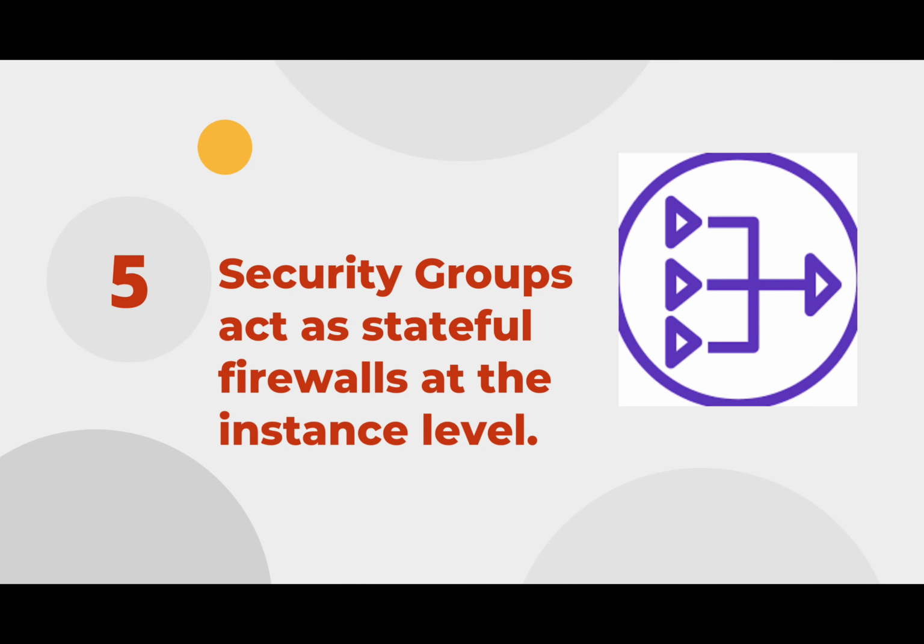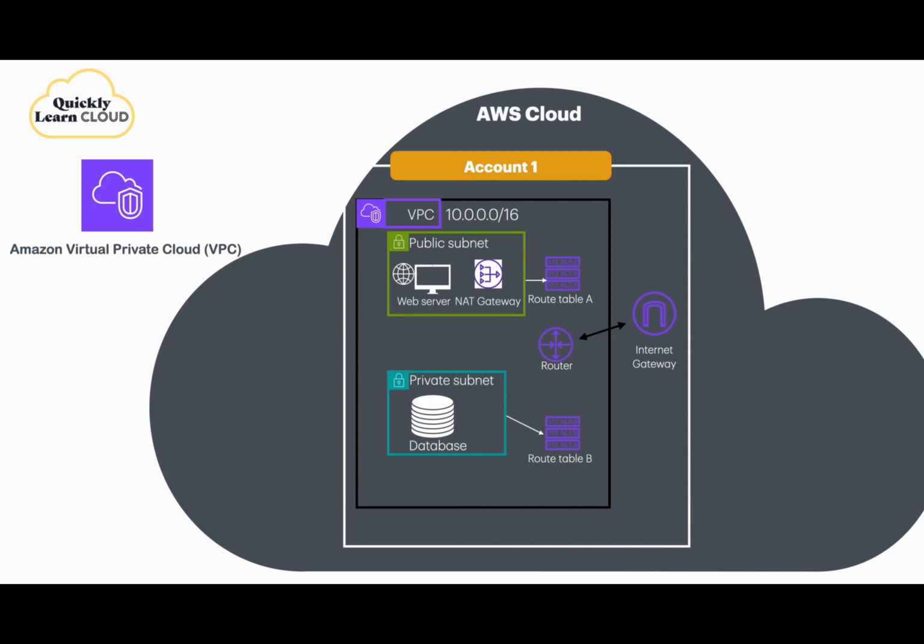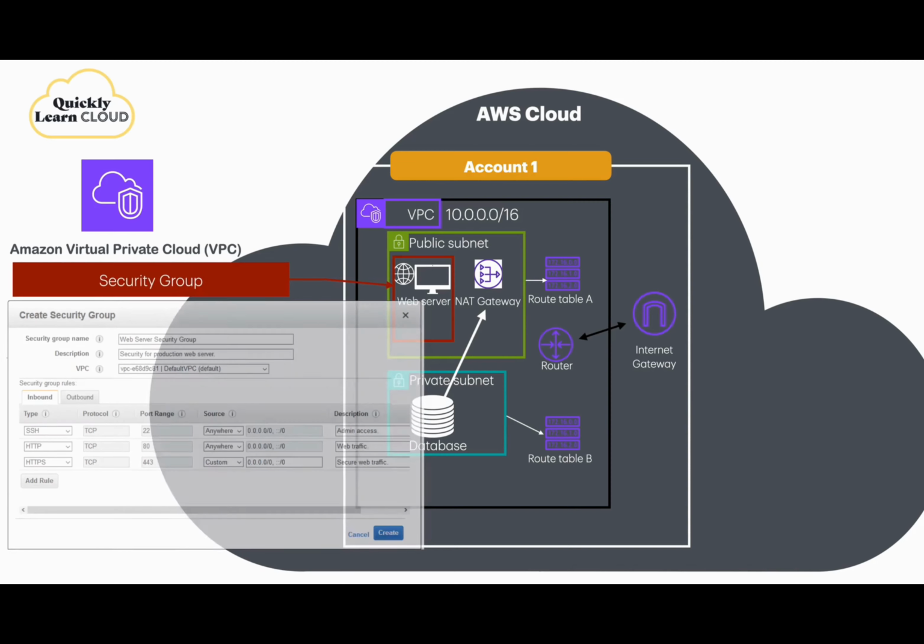5. Security groups. Security groups act as stateful firewalls at the instance level. According to AWS documentation, they control inbound and outbound traffic based on rules you define. A key feature of security groups is that they allow you to permit or deny traffic to your instances, and the rules are automatically applied to any new instances that you associate with the group.